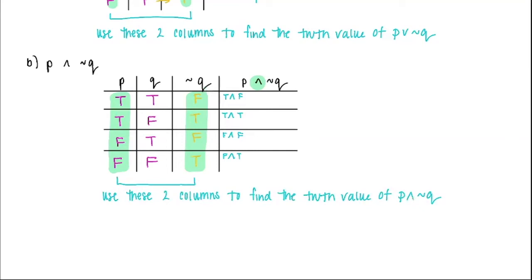And for our and to be true, they both have to be true. They're not both true here or here. In this second row is the only place that they're both true.